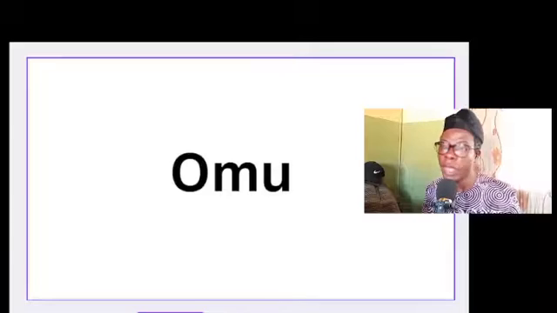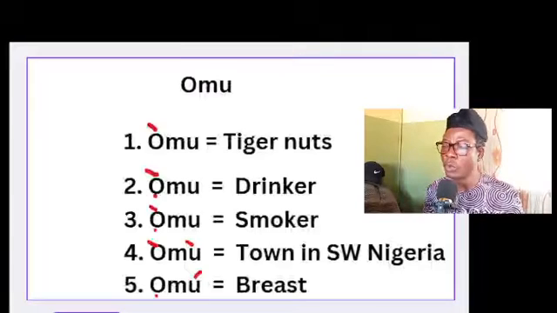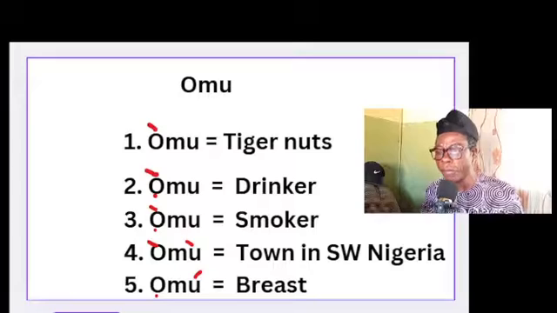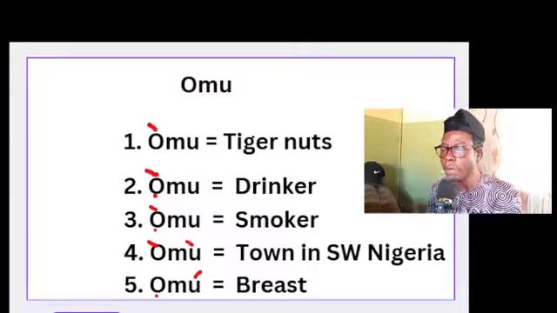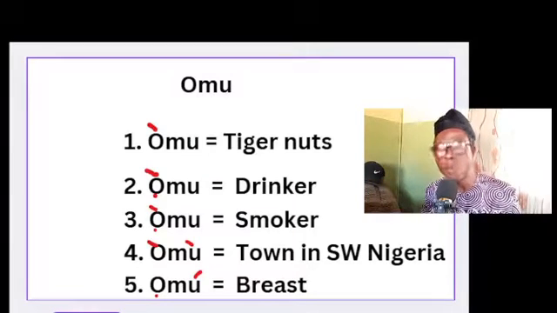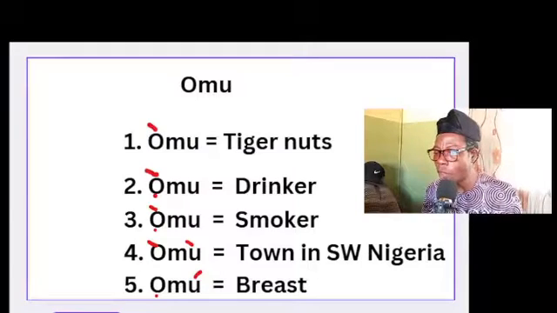So I gave another example of Omu, and in that Omu we can find a minimum of 5 things. Number 1 is tiger nuts, Omu. Number 2 is drinker, Omu. Number 3 is smoker, still Omu. And number 4 is Omu, a town in southwest Nigeria. It's around Kwara State, or is it Osun State or something like that? Omuaran, all right? And the fifth one is Omu, breast. Now, that's just a refresher course.